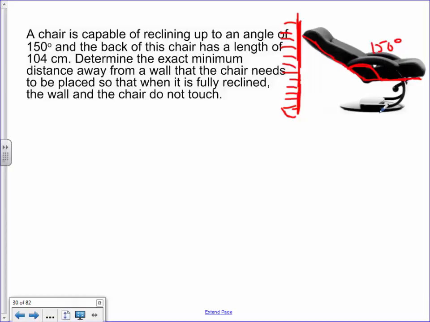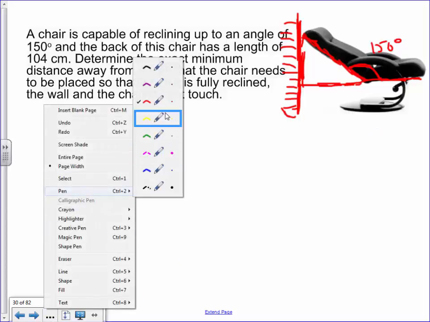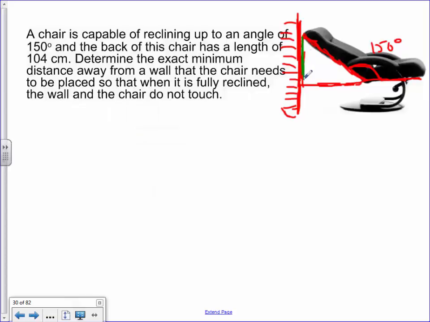But that's not actually the triangle I want to work with. I want to make another triangle right here. You guys see how there's a triangle sitting right in here? I'll even draw it with a new color. Okay, you guys can see that triangle in green that we have? Basically the question is, what is this X distance right here? How far away from the wall do I have to place the chair so that when I recline the chair, it is actually able to just barely touch the wall? It's able to actually recline. So we're looking for X right here.